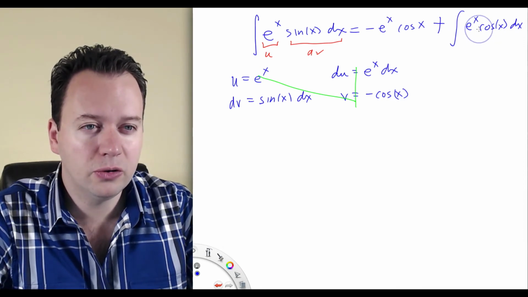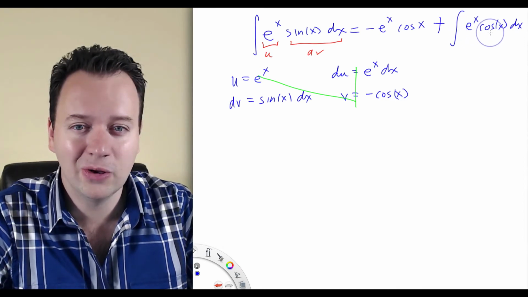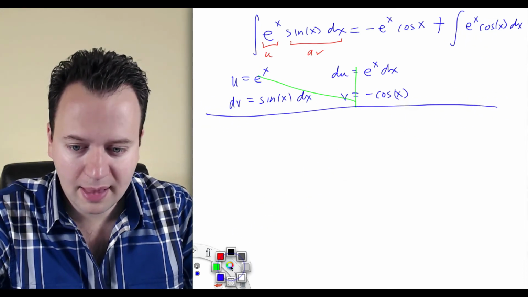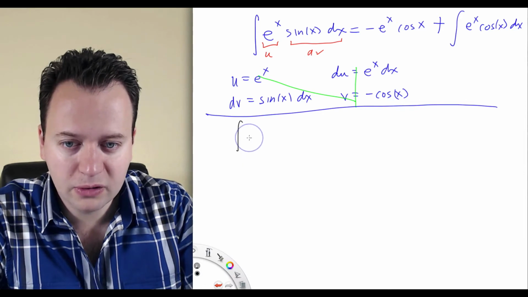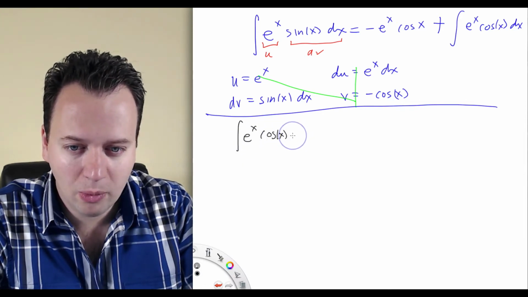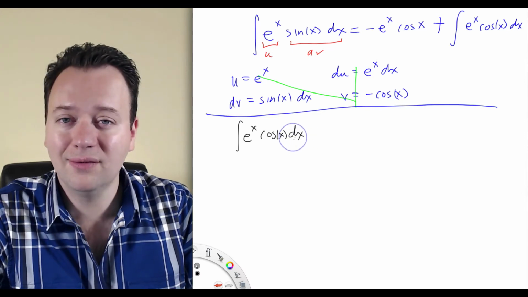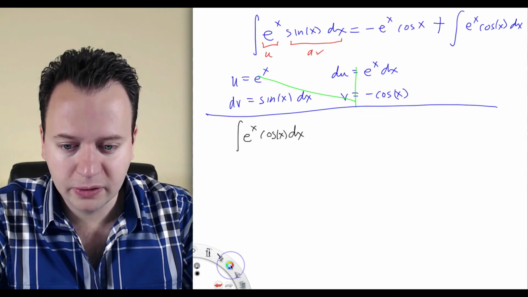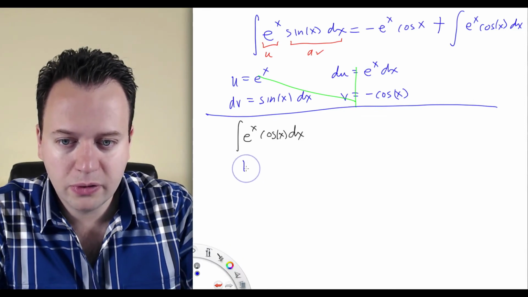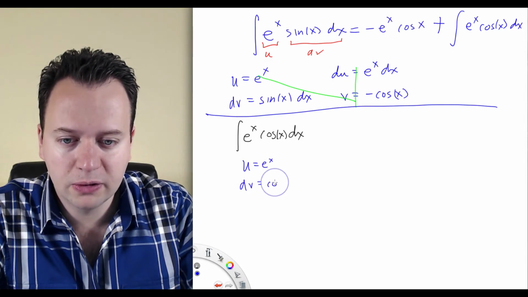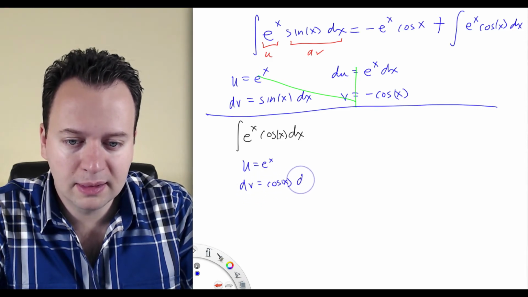So what if we were to do integration by parts on e to the x cosine of x? So let's now look at that integral, the integral of e to the x cosine of x. It doesn't seem very hopeful, but let's just give it a whirl and see what comes of it. Okay, so let's set u equal to e to the x, dv is cosine of x dx.